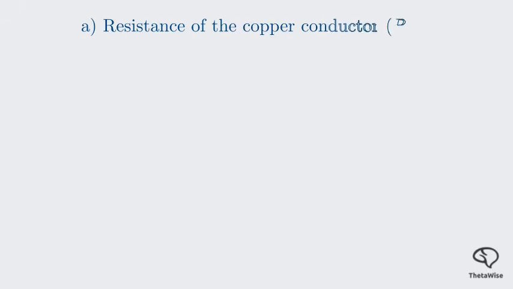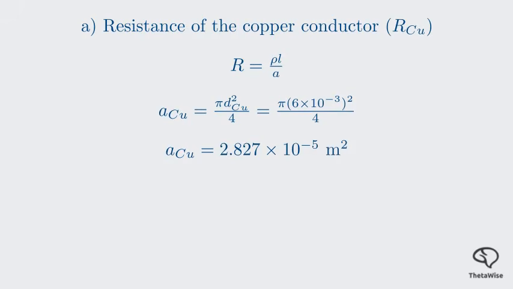Part A asks for the resistance of the copper conductor, R_Cu. We'll use our resistance formula, R equals ρL over A. We have the resistivity of copper and the length, but we need the cross-sectional area, A_Cu. The diameter is 6 millimeters, so the area is pi times 6 times 10 to the minus 3, squared, divided by 4. This calculates to approximately 2.827 times 10 to the power of minus 5 square meters.